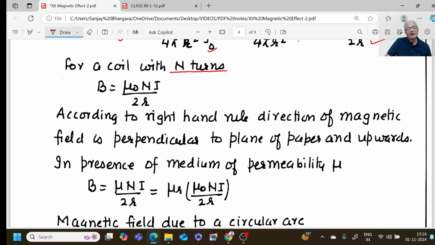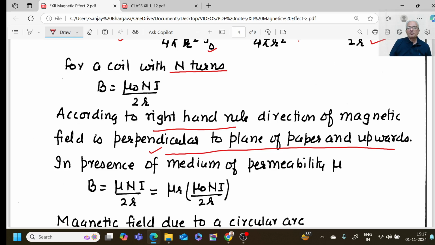How to calculate the direction? The direction can be calculated by the right hand rule. The direction of the magnetic field is perpendicular to the plane of the paper and upward. So how do we do it? We curl the fingers of the right hand in the direction of current. Thumb points vertically upward, and that gives me the direction as perpendicular to the plane of paper and upwards.